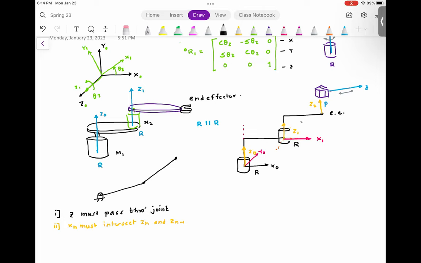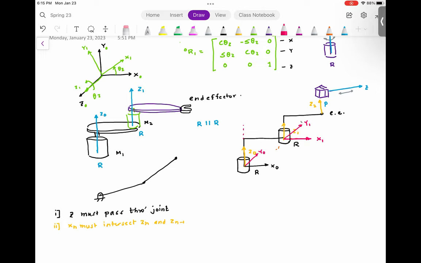Then I would complete the triad. Something like this. Are you with me so far? Now, same thing. I need to go to the last frame, which is on the end effector. So end effector, I already drew Z2. So X2 should intersect Z2 and X2 must intersect Z1.